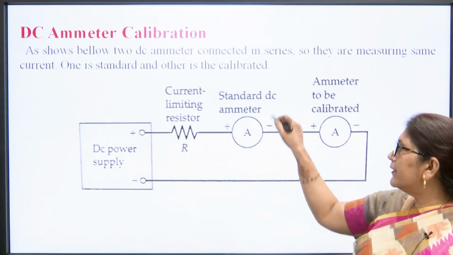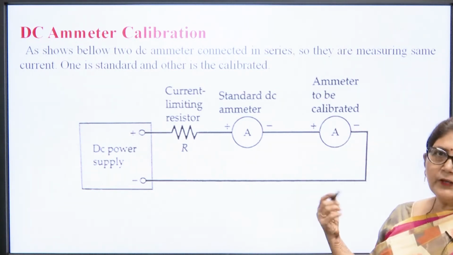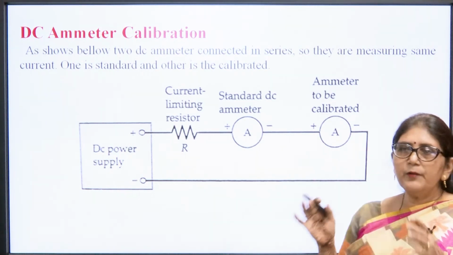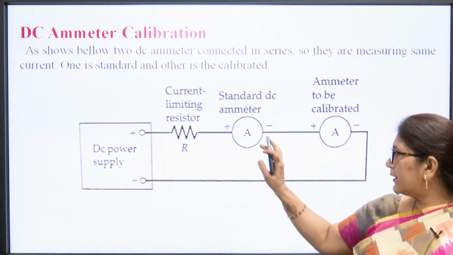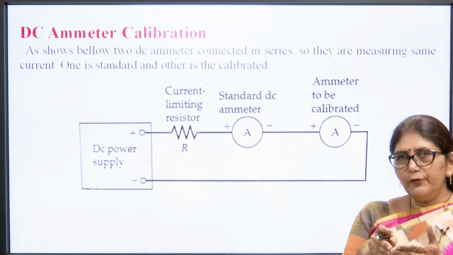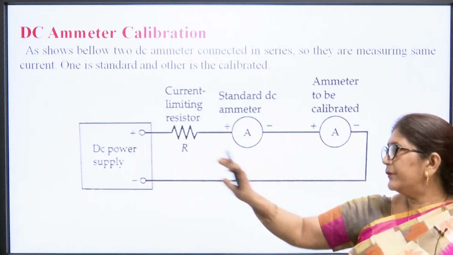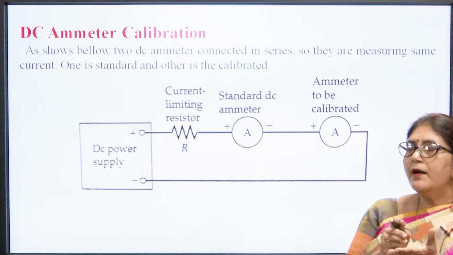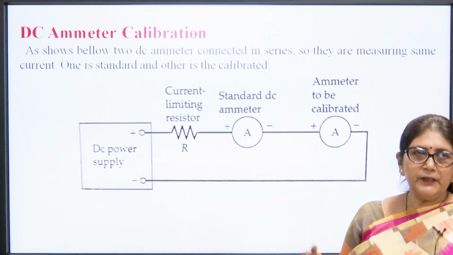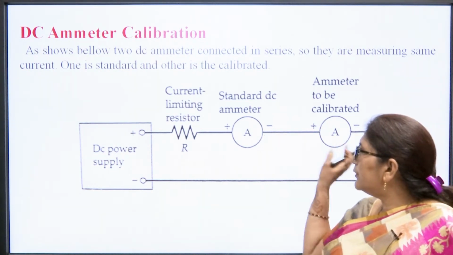Then we will put a standard DC ammeter here, and there we will put the ammeter that we want to calibrate. Then we will compare the readings of both instruments. Suppose we have a meter with a range of 1 to 10, then we can divide it into 10 steps. We will send a supply of 1 ampere and compare the readings of both meters, then 2, then 3, then 4. Similarly, we can compare these two instruments.